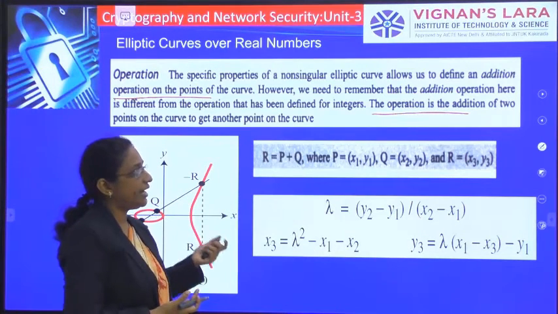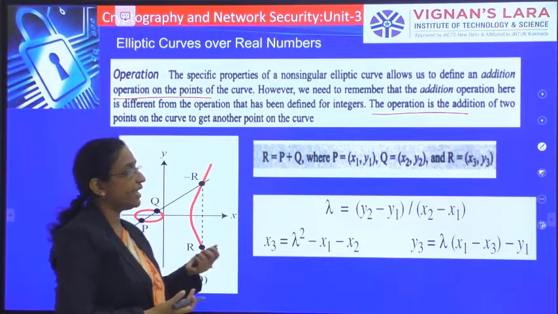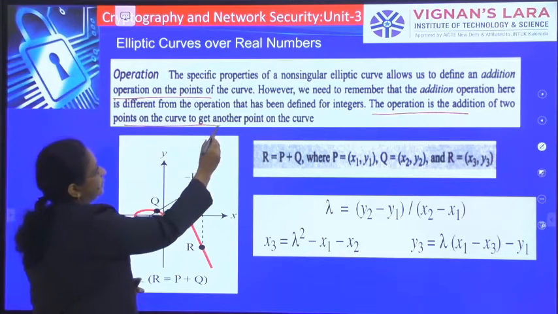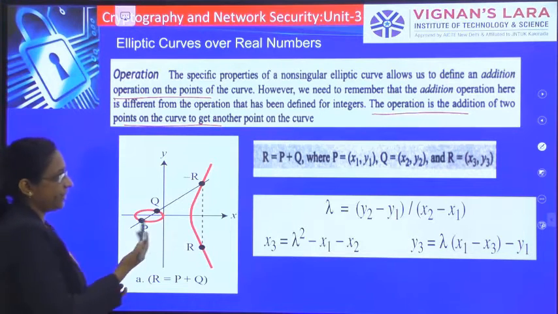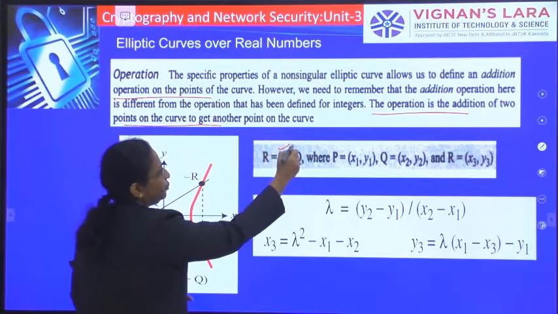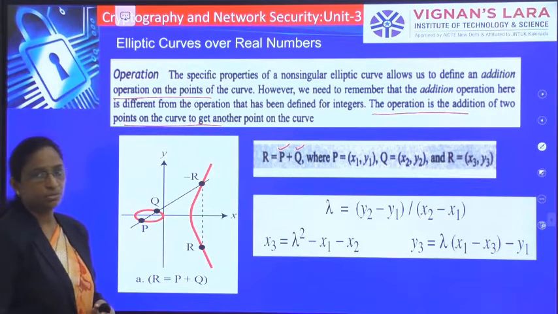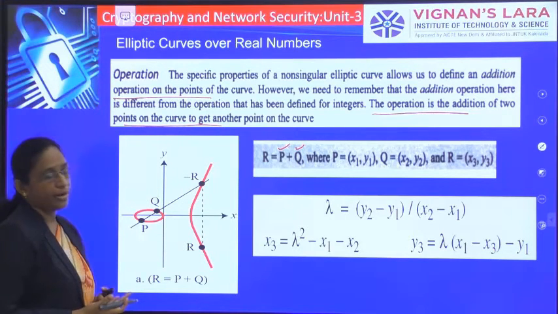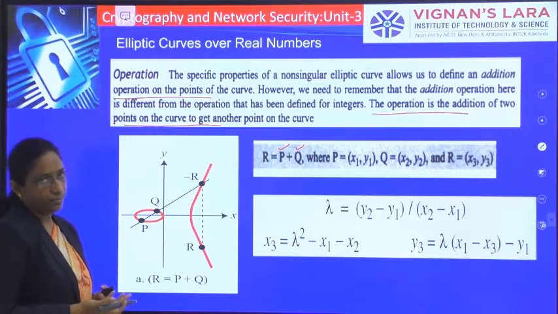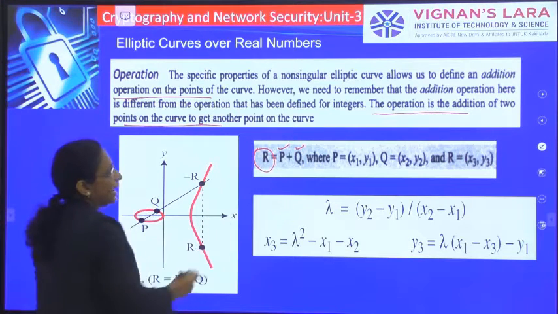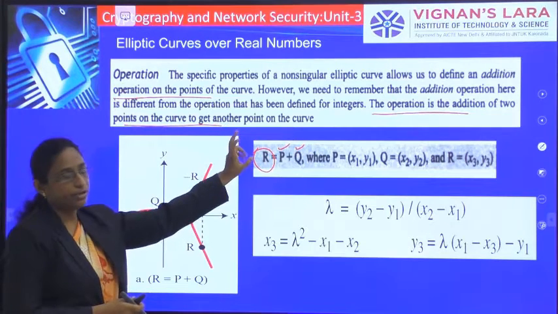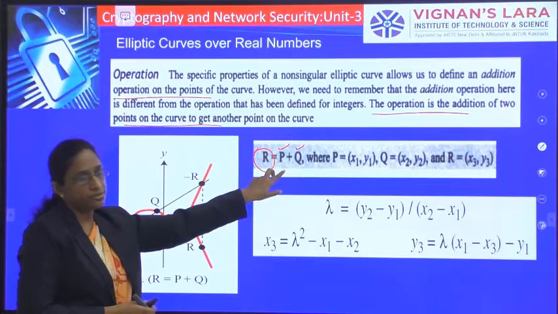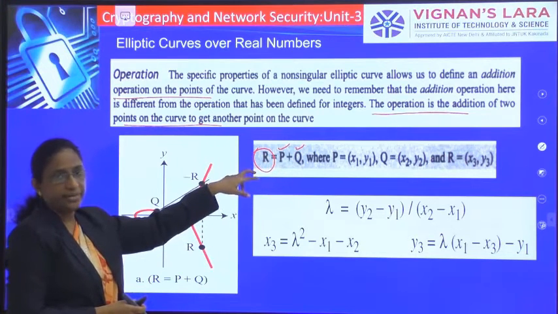Okay, so here our addition operation is the addition of 2 points on the curve to get another point on the curve. Suppose these are the 2 points I want to add, P and Q, and the resulting point is your R. This resulting point should also be another point on the curve. You have to remember that taking 2 points on the curve, the resultant that you get should be another point on the curve.